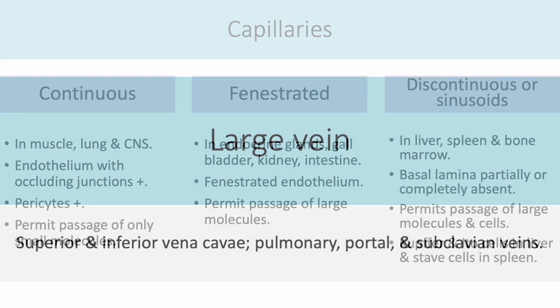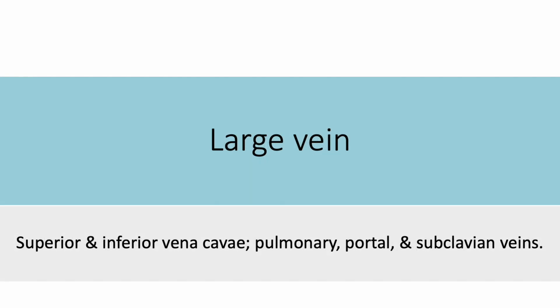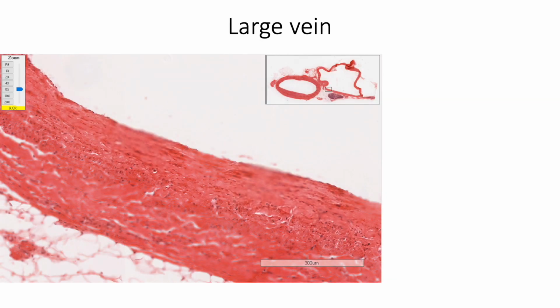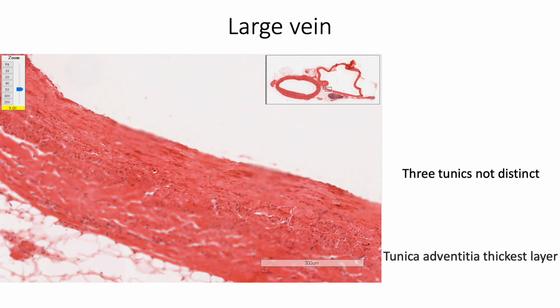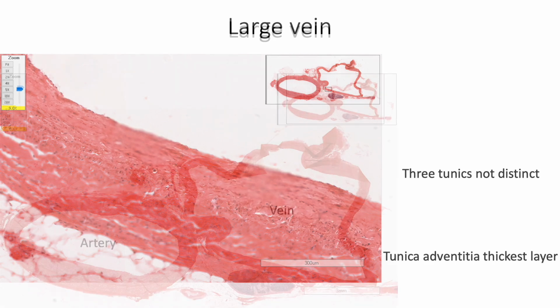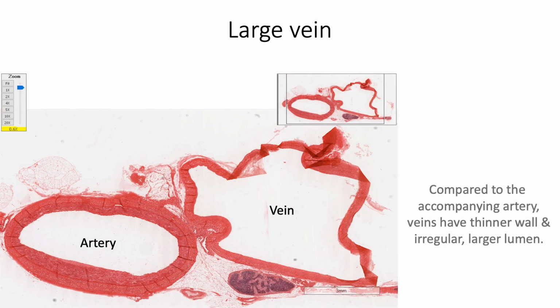Let us now look into the features of large vein. The large veins include superior and inferior vena cava, pulmonary, portal and subclavian veins. The large vein shows 3 tunics, but they are not distinct, and tunica adventitia is the thickest layer. When we compare the vein with the accompanying artery, veins have thinner wall and irregular, larger lumen.